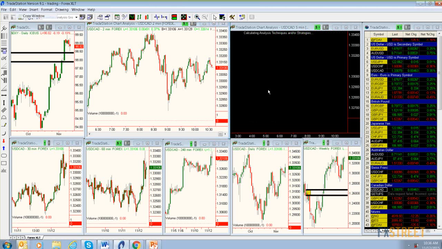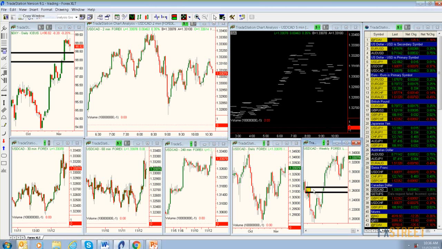Just wait for this one chart to catch up. There we are. Get rid of this old level. That old level worked out great for us. Remember that one? It's used up now.